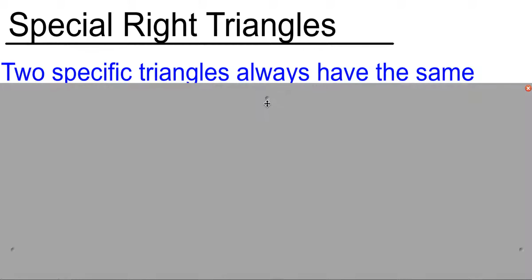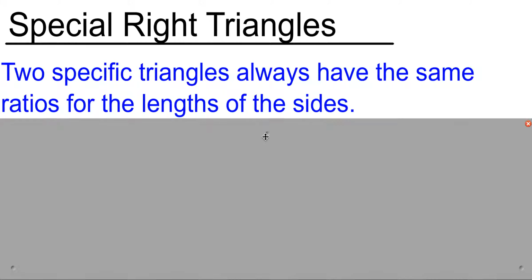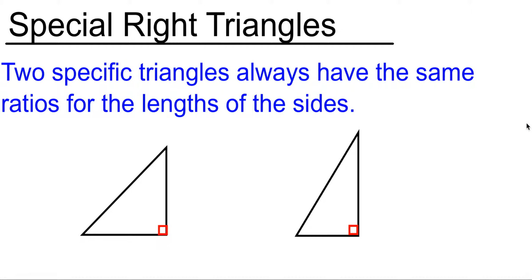In this ACT video, we're going to review two special right triangles. Now, we've got two triangles, and we see them a lot in trigonometry, but we're not going to do any trig in this video. We're just going to discuss the two triangles and practice using them. But these two specific triangles always have the same ratios for the lengths of the sides. Our two special right triangles are the 30, 60, 90 triangle and the 45, 45, 90.